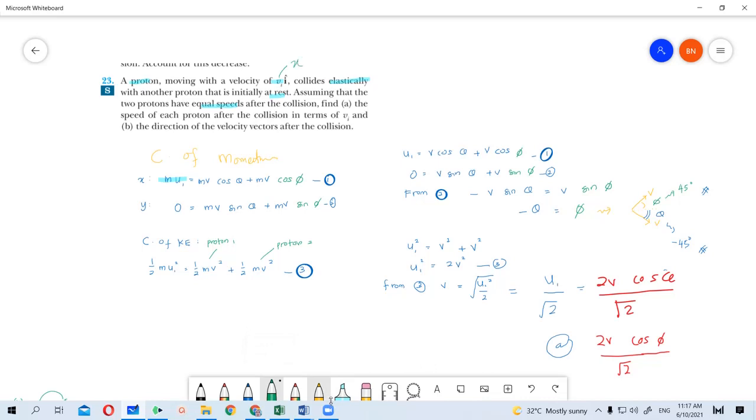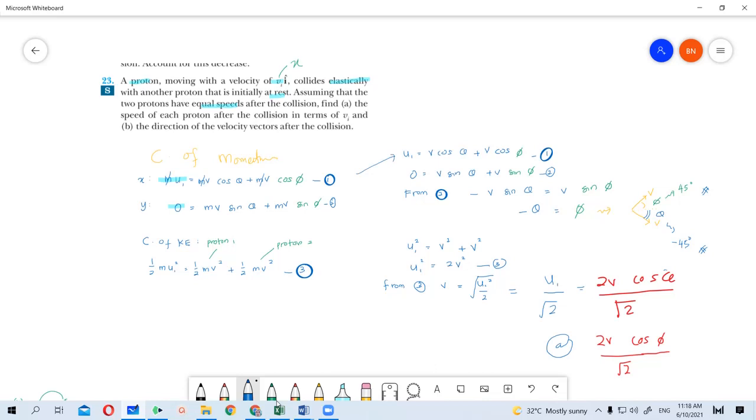So equivalent to the product of mv cos theta plus mv cos phi. And that goes the same in the y direction, similar to the example earlier where there is no momentum in the y direction initially, and therefore mass v sin theta plus mv sin phi. Now this expression can be simplified since they have the same mass, so you can cancel off the mass and turn to this expression.